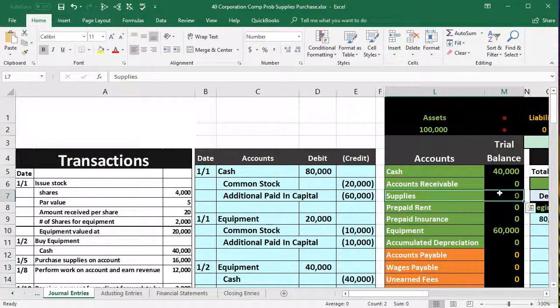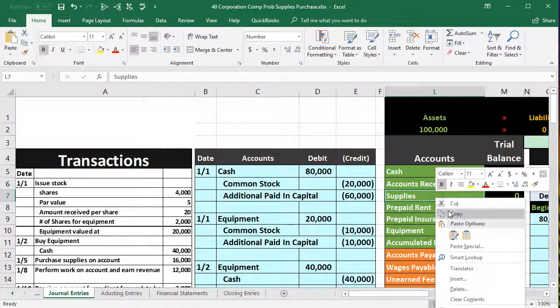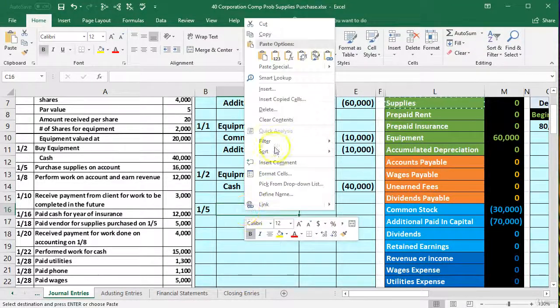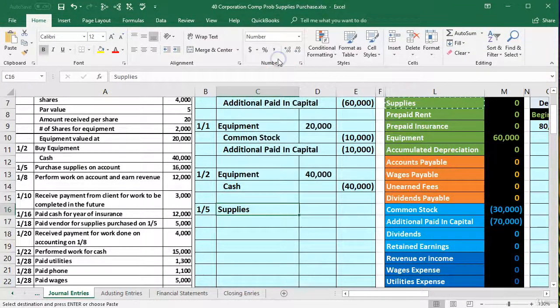It has a debit balance. We need to make it go up because we got more of it, so we're going to do the same thing to it. Another debit. So in L7, right click and copy. We're going to put that in cell C16, right click and paste. 1, 2, 3. Then we're going to put the amount that we purchased for.